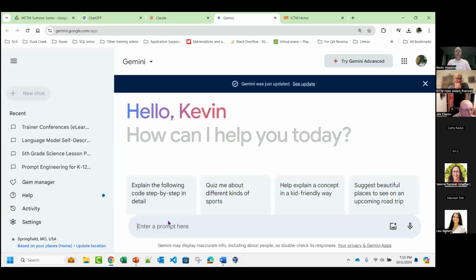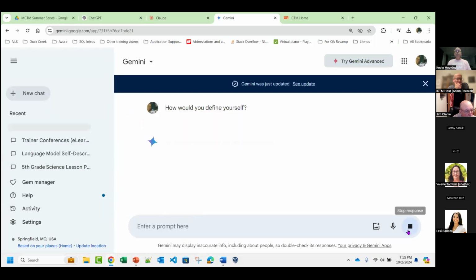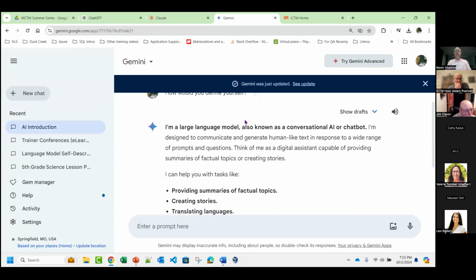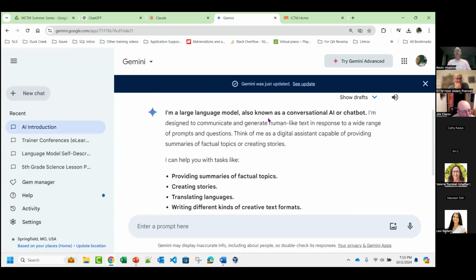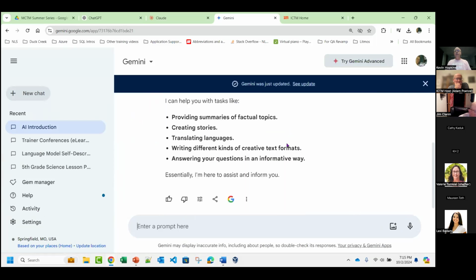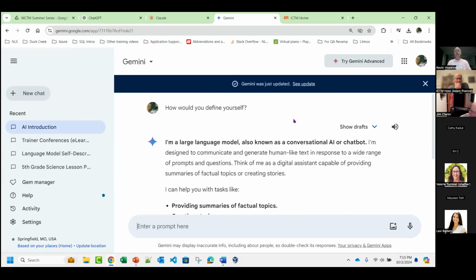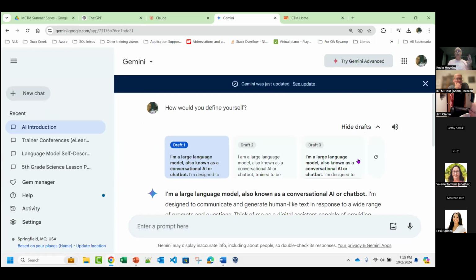And Gemini, I'm also signed in, and you can see other chats I've worked with. Ask it how it would define itself. I'm a large language model, also known as a conversational AI or chatbot, and it gives its response. Now, one thing about Gemini, show drafts, it actually produces 3 responses, not just 1.